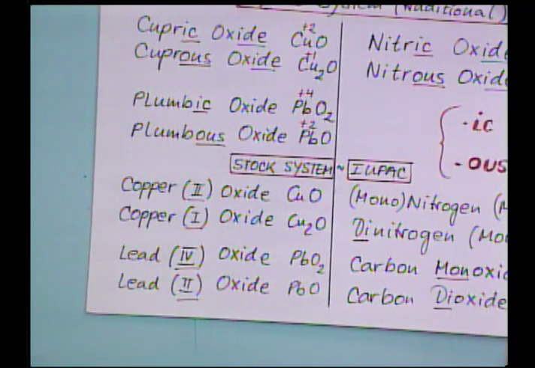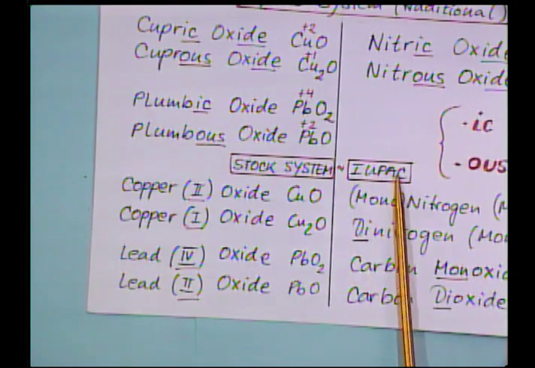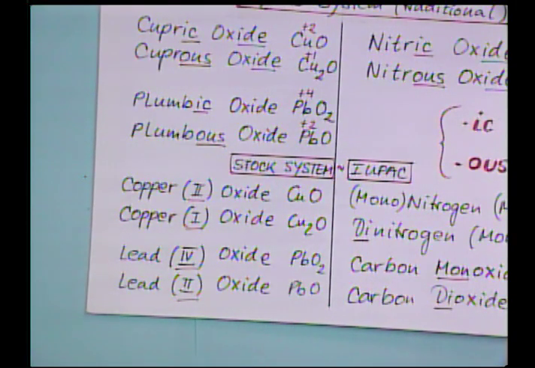Now, we have a little better system nowadays, which is defined by the IUPAC rules. It's also called the stock system. So the stock system is part of the IUPAC, but the IUPAC is not the stock system alone. Remember, it extends its naming rules also to organic chemicals.